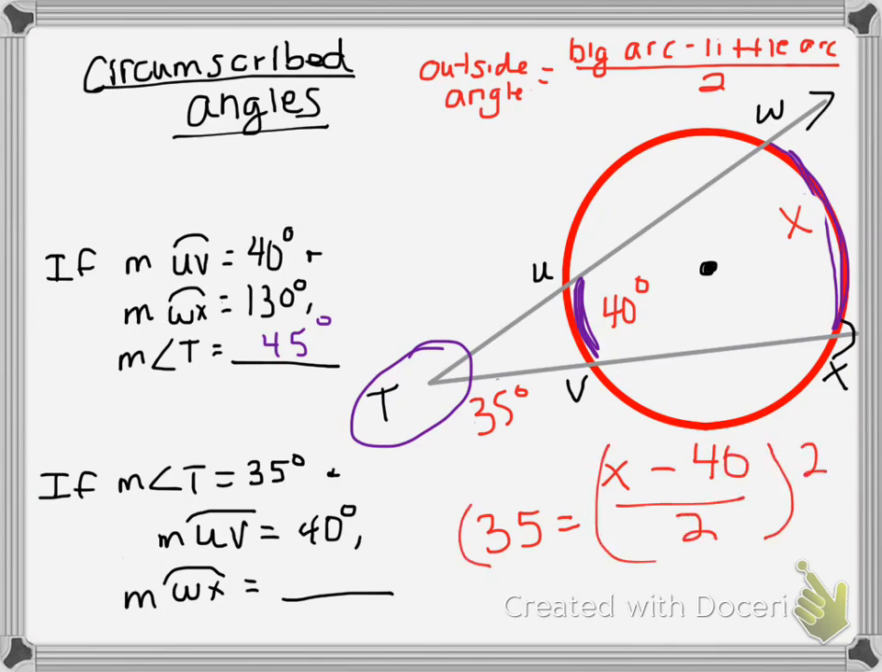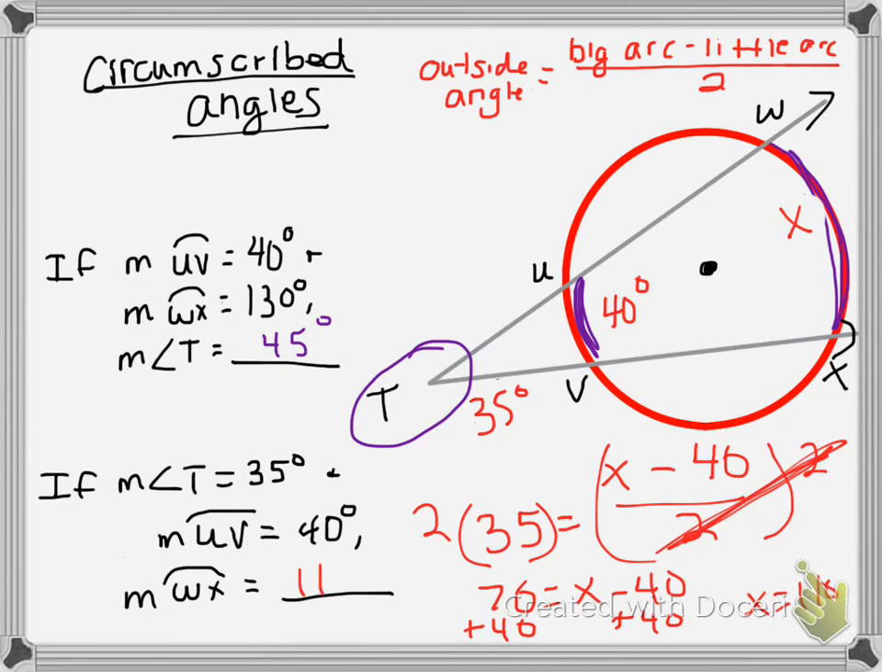Multiply the top and the bottom times 2. Gives me 70 equals X minus 40, because those canceled out. Add 40 to both sides. X equals 110. So those are the ones that I'm going to review for this video.